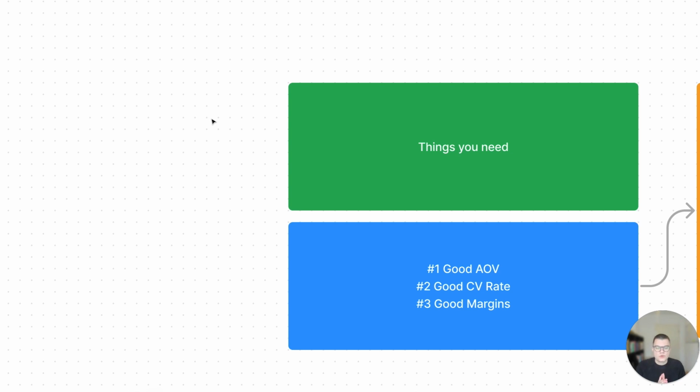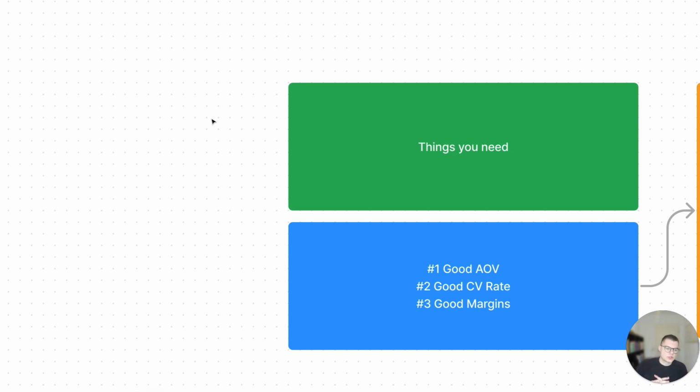Then number two would be a good conversion rate. In relation to your AOV, there needs to be at least somewhat of a decent conversion rate. So for example, if your AOV is $20 and your conversion rate is 10%, you can kind of offset that bad AOV. But if your AOV is $20 and your conversion rate is 1%, you're not off for a good start. And then number three, you need good margins.